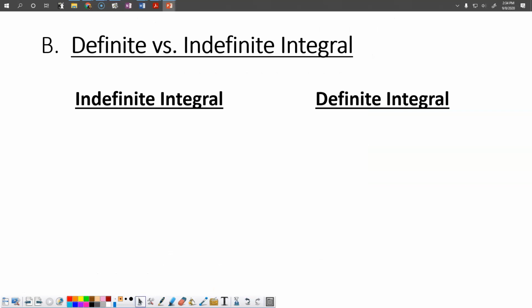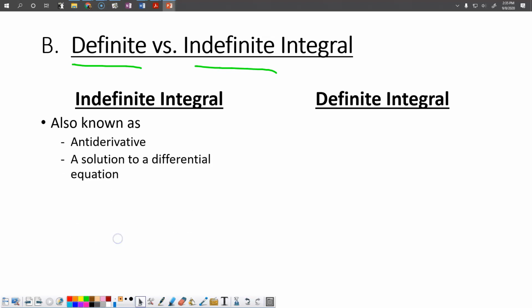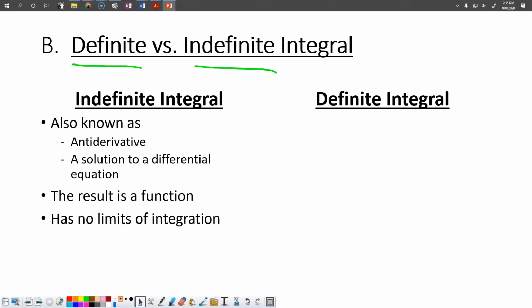Before we get started, some problems. I just want to compare and contrast two words. Now, we talked about integrals, but we've also talked about the two types, definite versus indefinite, and I want you guys to make sure you know what they are. Indefinite is what we started off with. It's also known as an antiderivative. It's a solution to a differential equation, and the result is a function. It has no limits of integration.